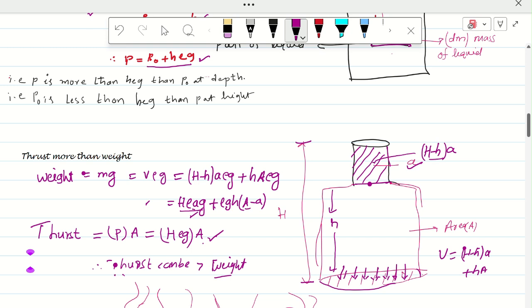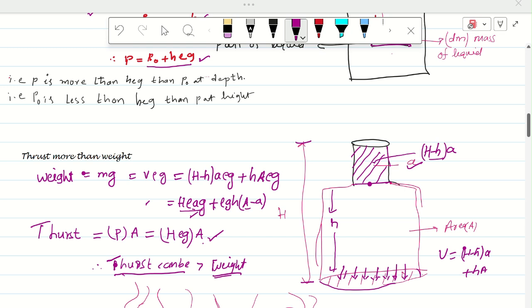The thrust can be greater than weight. So thrust can be greater than weight. Weight is mg, and thrust is the perpendicular force.